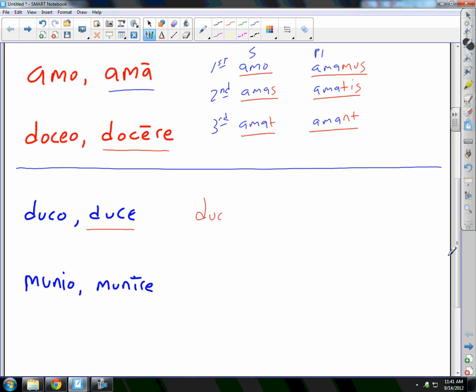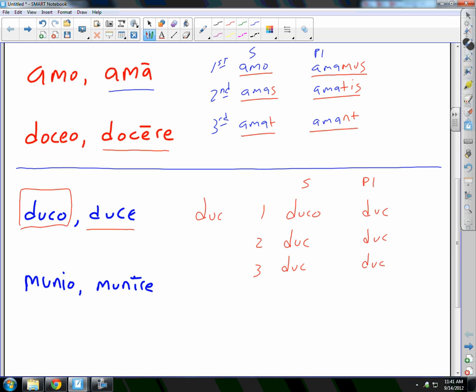And that means whenever I start off with duco, because I looked in the back of the book and duco is my first person singular, right? Then ducere is my infinitive. Start off with ducere, wipe off the -re, that leaves me with duce. So duc is going to be the base for all of the other forms, for the first, the second, the third person, the singular, and the plural.